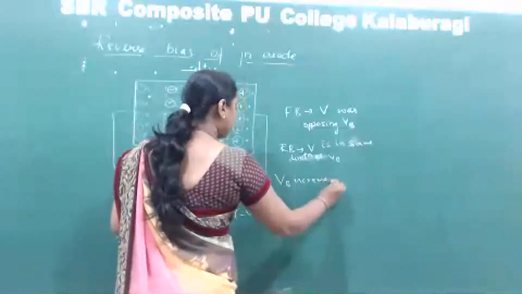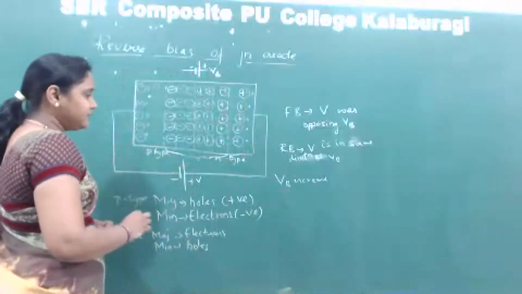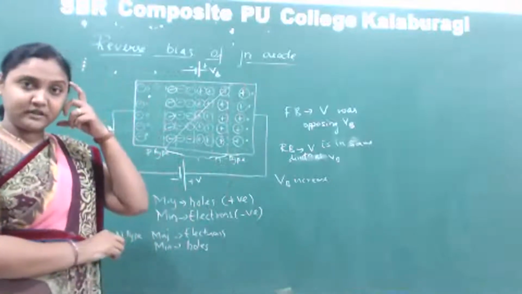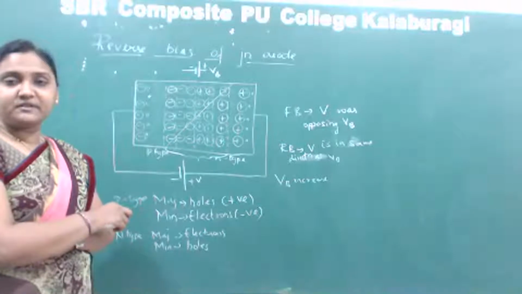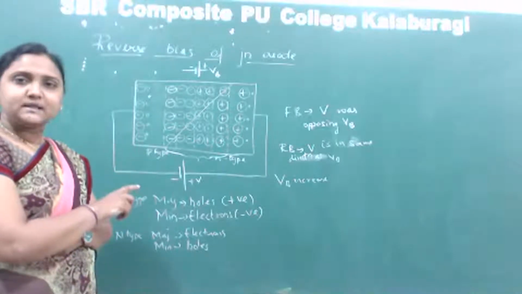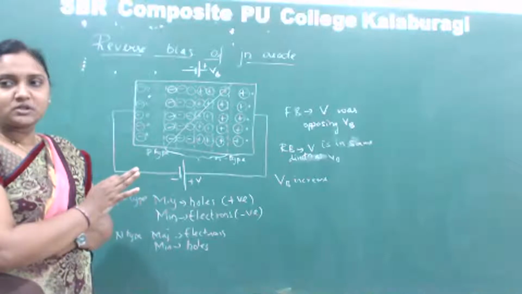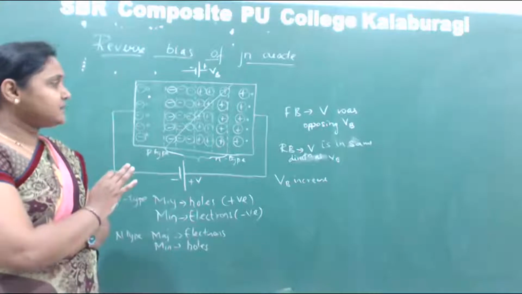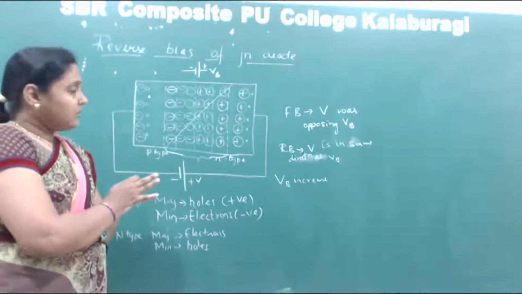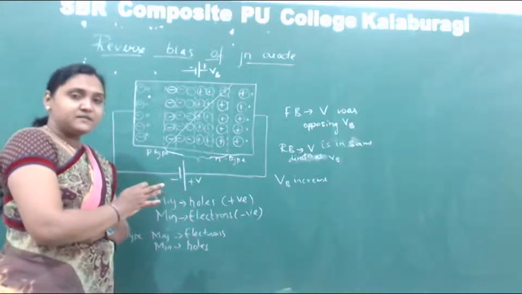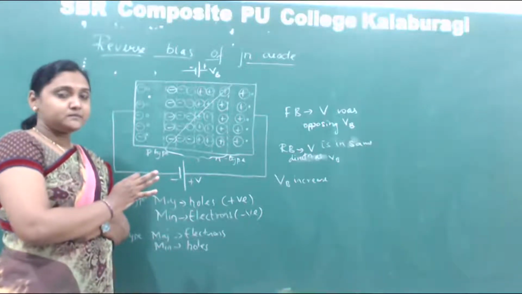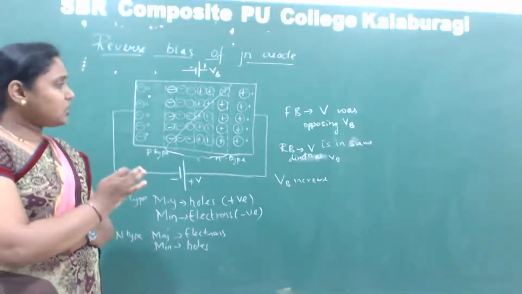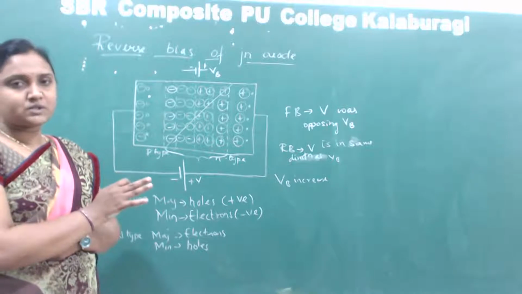Why is VB increased? We can also relate it to the width of the depletion region. See, this height has increased now. The height of the depletion region has increased because the width has increased. So the height is nothing but what? We have studied the barrier potential VB. The height itself is the barrier potential VB. As the width has increased, the depletion region has widened, so the height has increased, hence VB has increased. VB has increased means no conduction: no free electrons cross the junction, and no holes cross the junction.